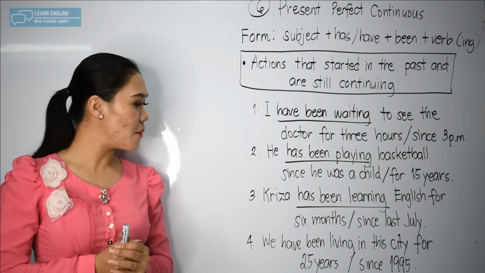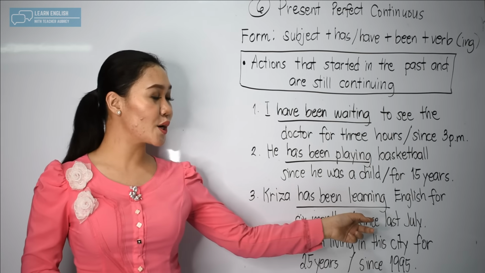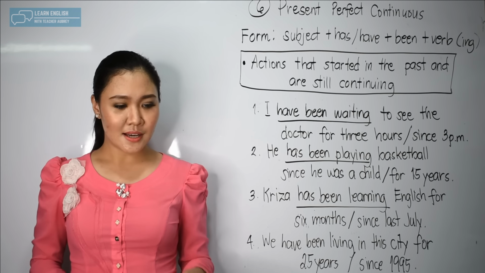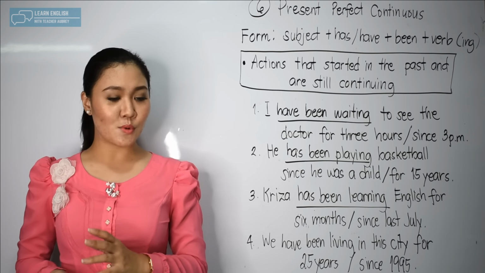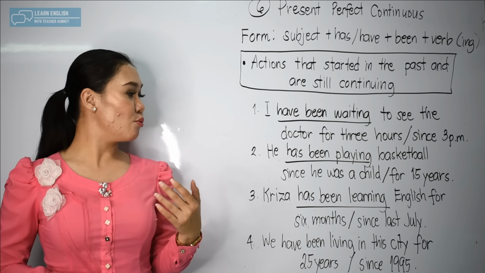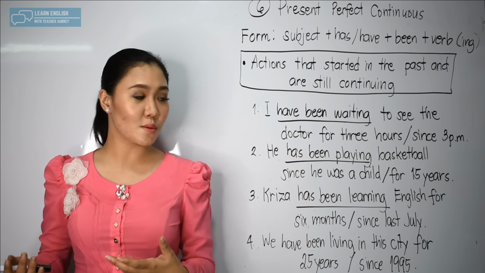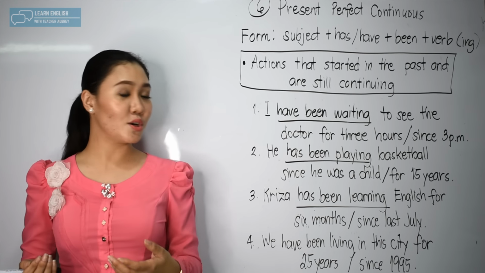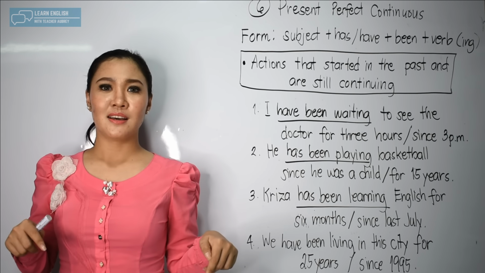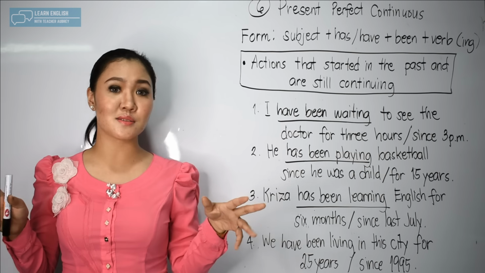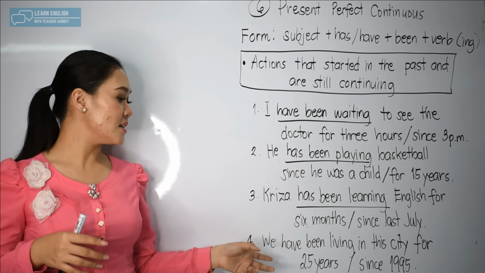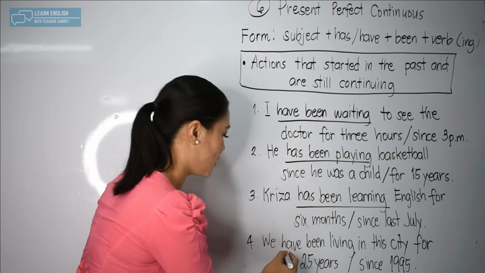Ito pa yung ibang halimbawa. Kriza has been learning English for 6 months or since last July. So, yung kilos natin na nagsimula sa nakaraan at nagpapatuloy hanggang ngayon ay yung pag-aaral ni Kriza ng English subject. Okay? At nagsimula yun in the past, last July, at nagpapatuloy hanggang ngayon. And it runs for almost 6 months na. Understand? Next and last one is, we have been living. Okay? Ito yung ginamit natin.